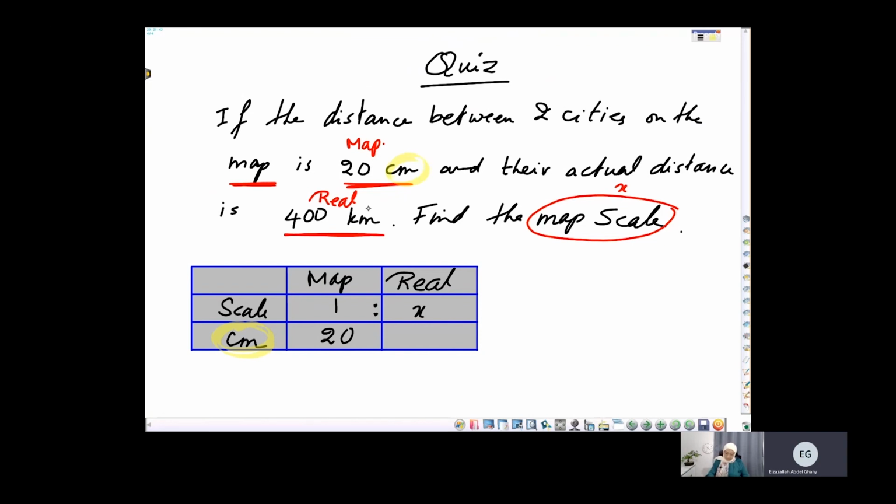What about the real distance? Of course, it will not be in centimeters. It's in kilometers. It's the distance between two cities in reality. We need conversion, and we can just convert it in the table. In reality, 400 we multiply by 10 to the power of 5, 100,000. Refer to video number 1, which has the steps of converting kilometers to centimeters. You multiply by 10 to the power of 5. Now let's do the cross multiplication.